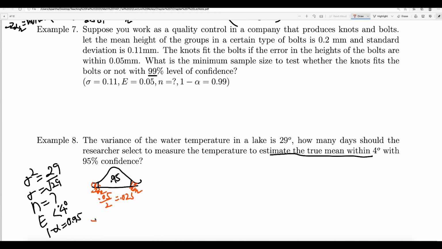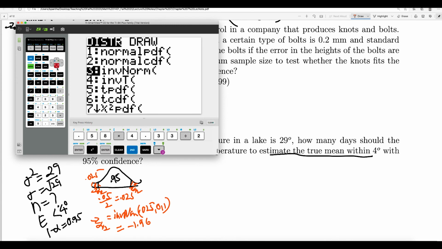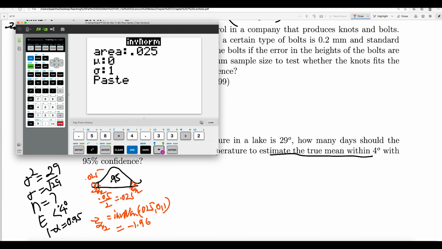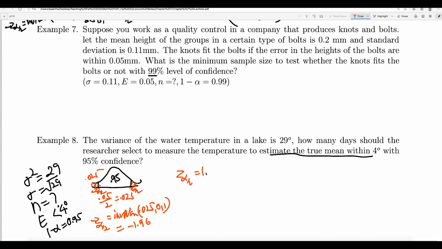So how do I find negative G alpha half then? It is inverse norm, right? The left area is 0.025, so 0.025, and then 0 and then 1. If you do that, you will get negative 1.96 in the calculator. I can show you how to do that. Let us do second verse, go to inverse norm, and enter 0.025, mu is 0, sigma is 1, and then we paste it, you will get negative 1.96. So basically the value of G alpha half is 1.96.